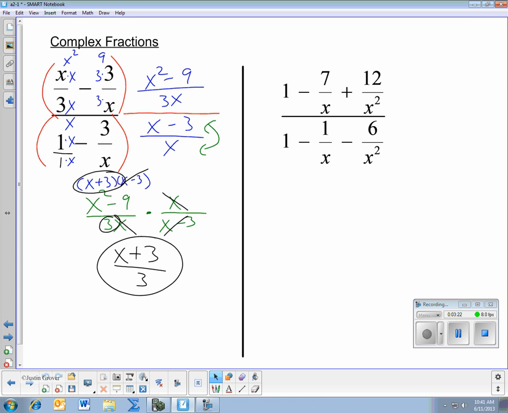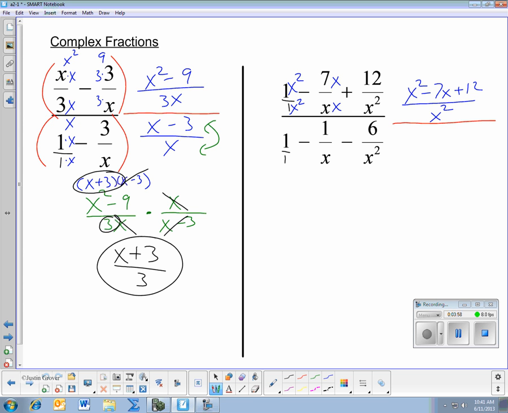The second one might look more complicated, but it's actually easier. The common denominator for the top and the bottom is actually both going to be x squared. I see I have a 1, an x, and an x squared. So if I multiply the 1 over 1 by x squared over x squared, it becomes just x squared. The 7 over x, I got to multiply it by x. And what I end up with is x squared minus 7x plus 12 over x squared.